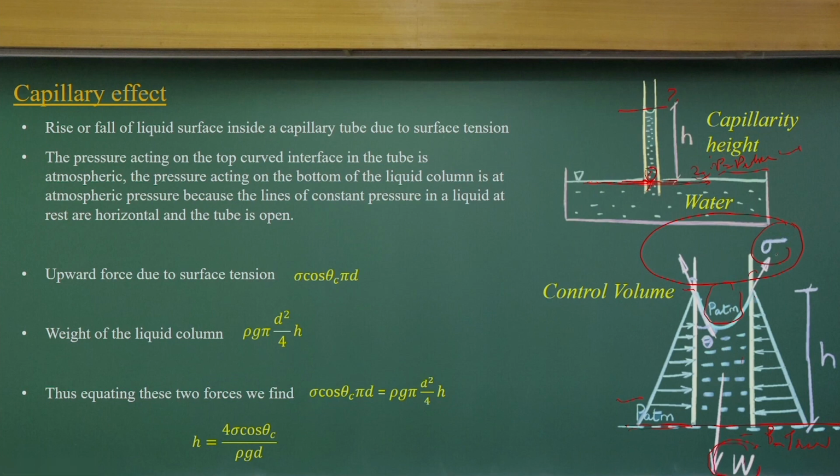So, the weight is counterbalanced by the force due to the surface tension. The upward force due to surface tension you can find out: the surface tension component in the z direction times pi times D, the circumference of this tube, that is, the surface tension multiplied by the length over which it acts. Weight of the fluid you can get very easily: the unit weight multiplied by the volume, that is, the area times the height.